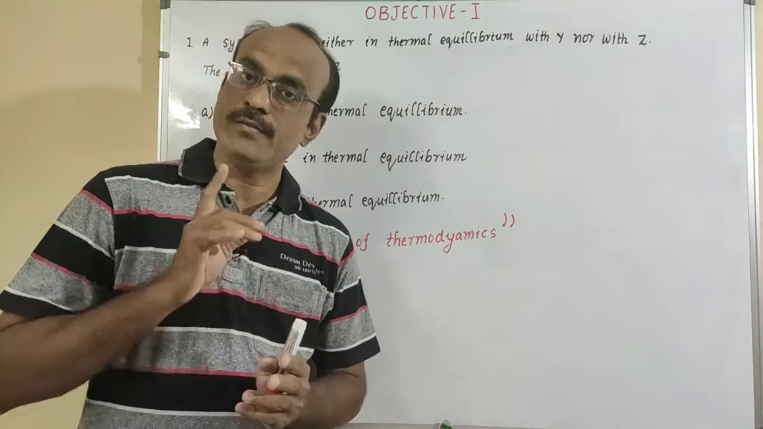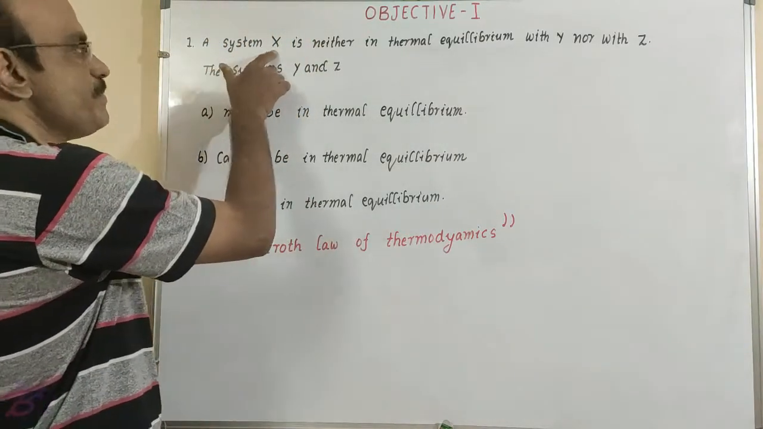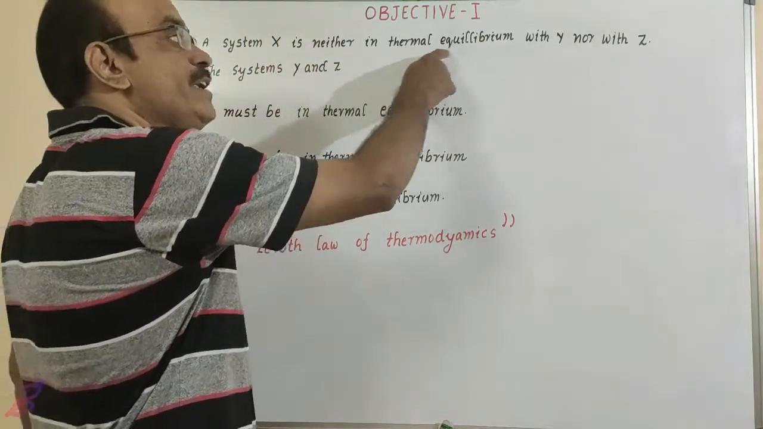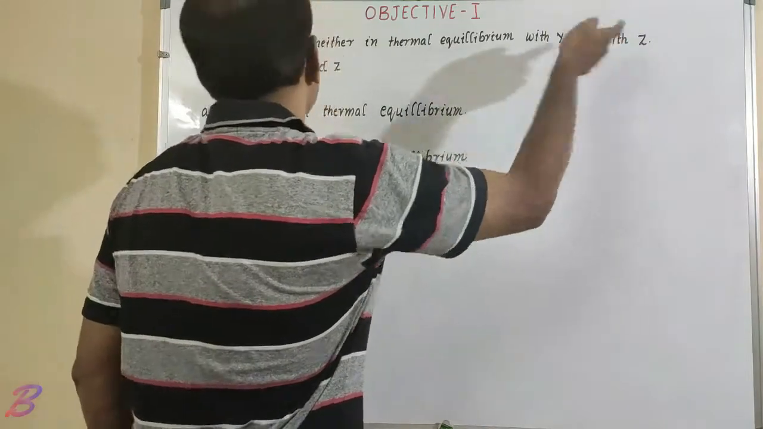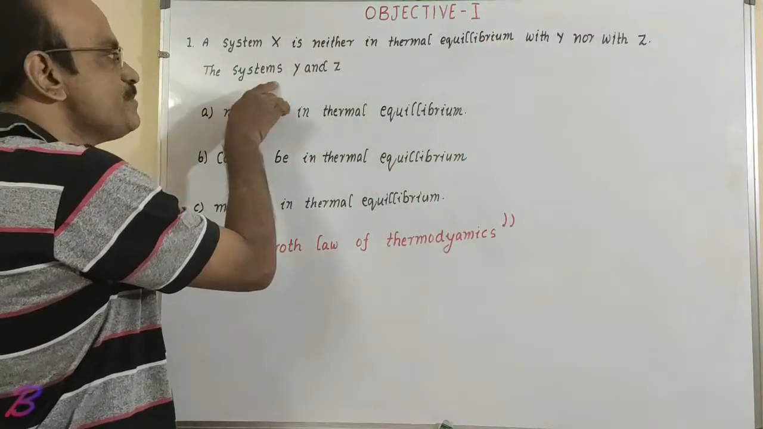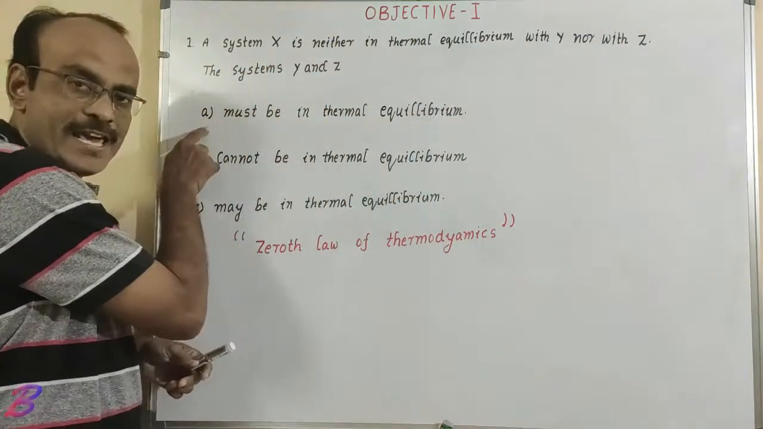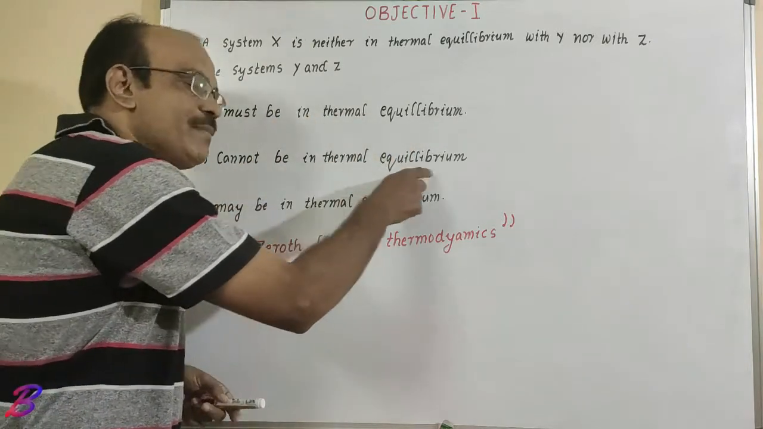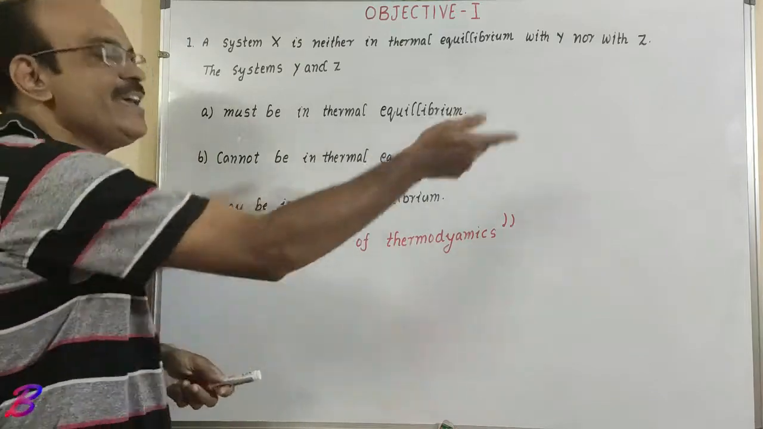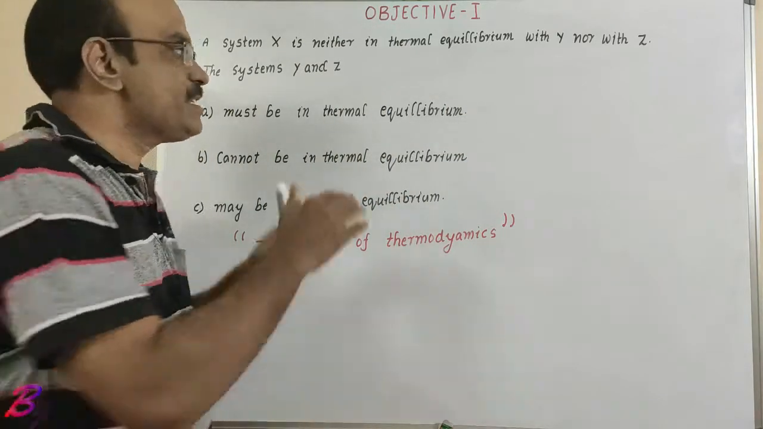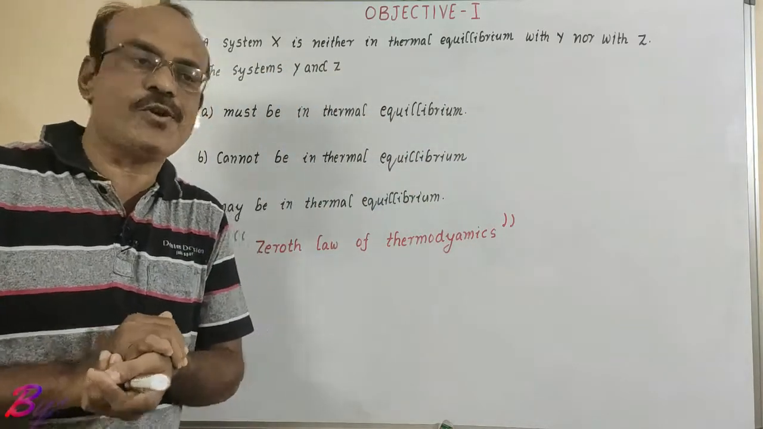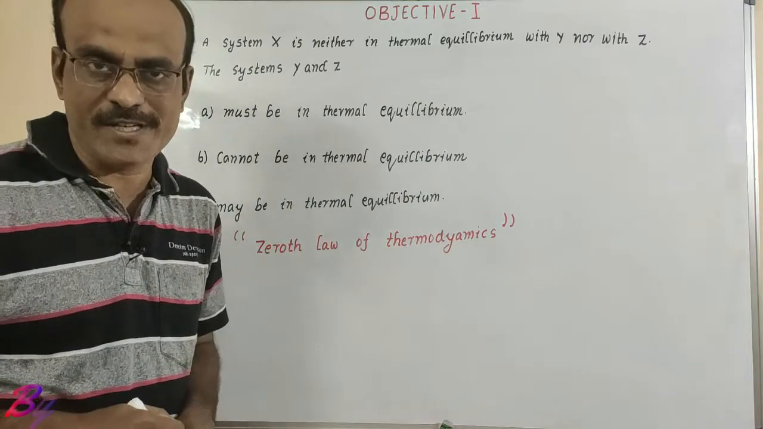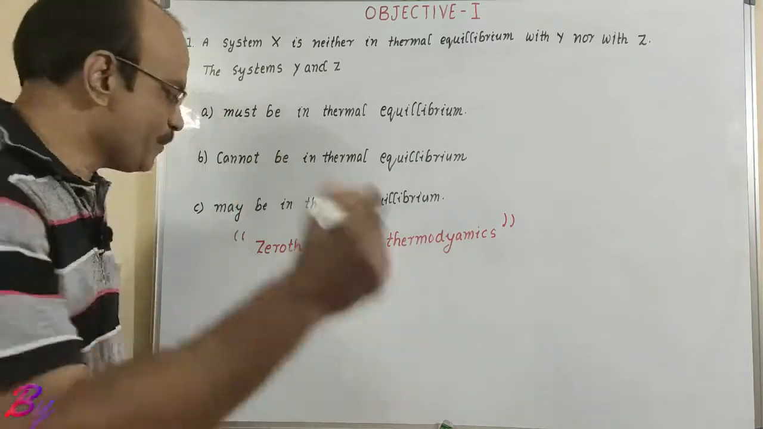Question number 1. A system X is neither in thermal equilibrium with Y nor with Z. The systems Y and Z: A, must be in thermal equilibrium; B, cannot be in thermal equilibrium; C, may be in thermal equilibrium. This question is completely based on the zeroth law of thermodynamics. So what is that? Listen properly.